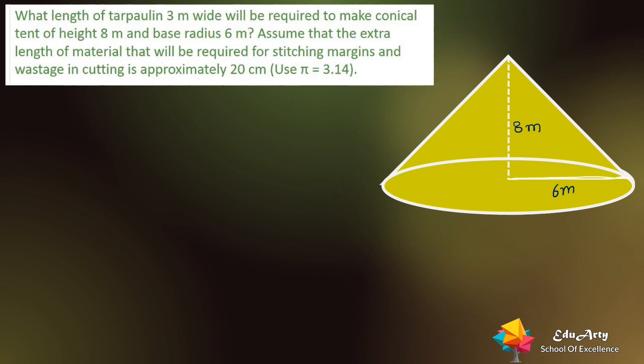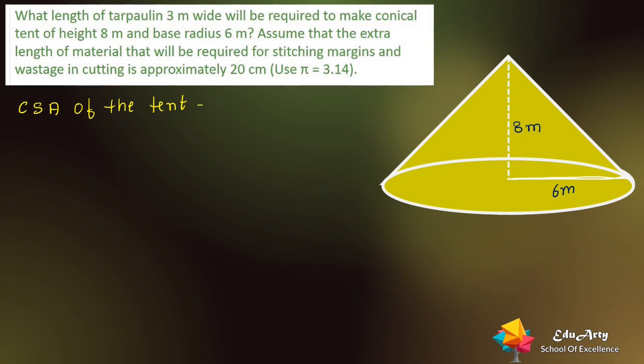Now curved surface area, CSA. CSA is equal to CSA of the tent, correct? What are we supposed to find out? Assume what length of tarpaulin. We are supposed to find out the length of the tarpaulin that is required. Meaning we have to find out only the curved surface area, correct? Alright, so let's see what the curved surface area is here.